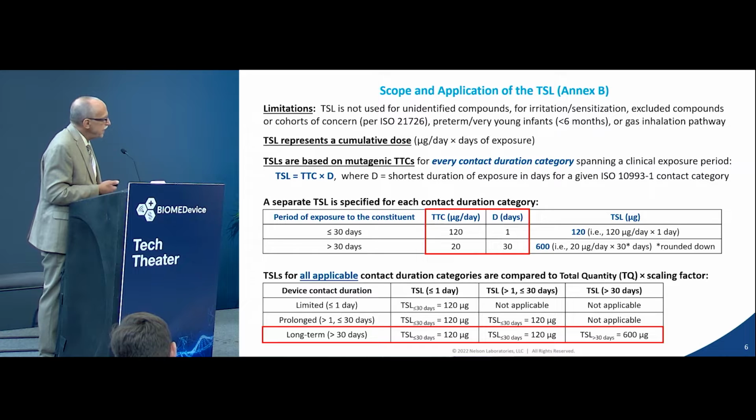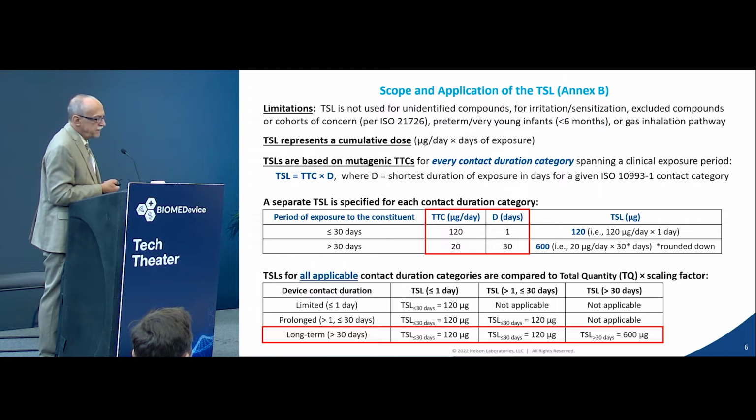The scope and evaluation of the new screening limit has some limitations. You can't use it on unidentified compounds, which is kind of a shame, but at least it provides one tool. Irritation and sensitization are not covered, it's mainly for systemic toxicity. It can't be used for cohorts of concern, certain highly toxic compounds specified in 21.726, and not for very young infants, less than 6 months old, or gas inhalation pathway exposures.